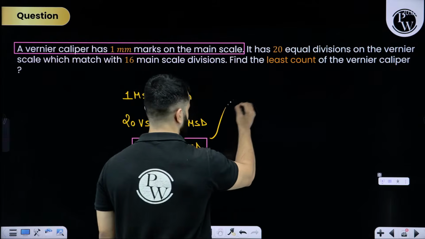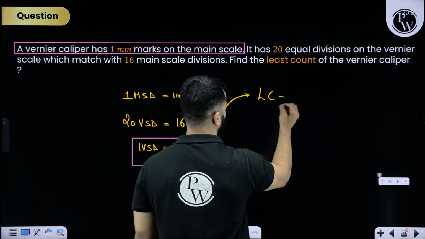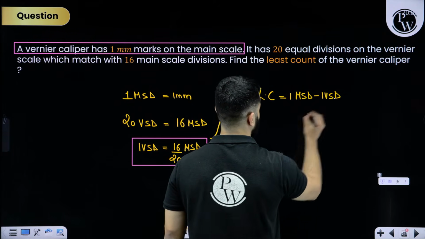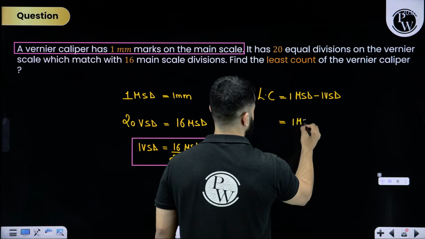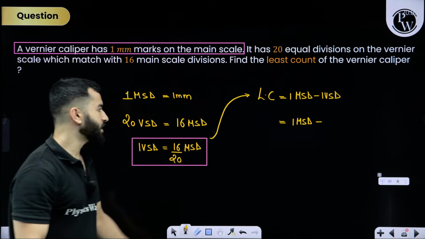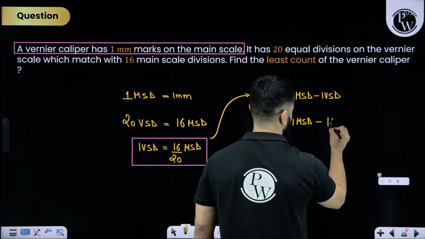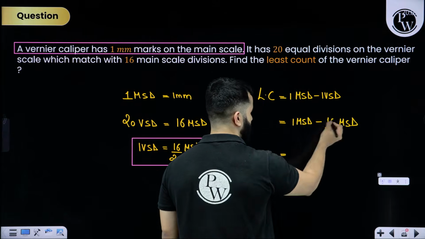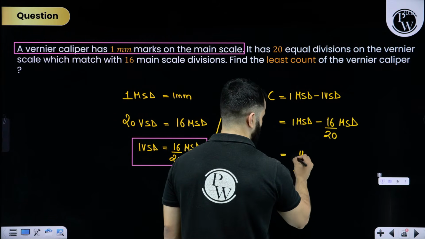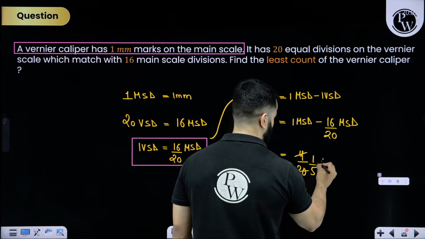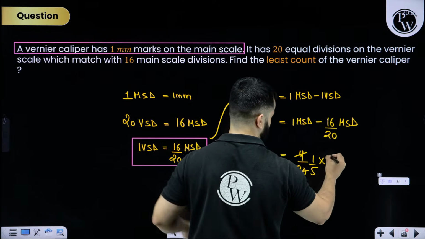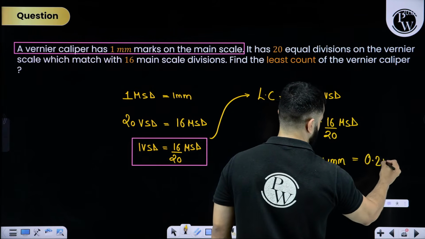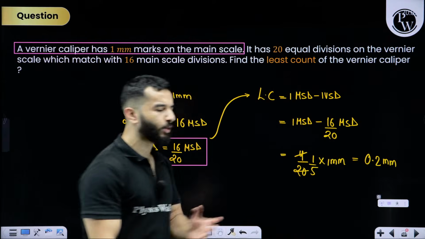Let's use it in the formula of least count, that is 1 main scale division minus 1 vernier scale division. So 1 MSD minus, instead of VSD, we are going to write 16 upon 20 MSD. So you can write it down as 20 minus 16, that is 4 by 20, which is 1 by 5 times of MSD, and MSD is 1 millimeter. So 1 by 5 is 0.2 millimeter. So this is going to be the least count. This is how we can find out least count.